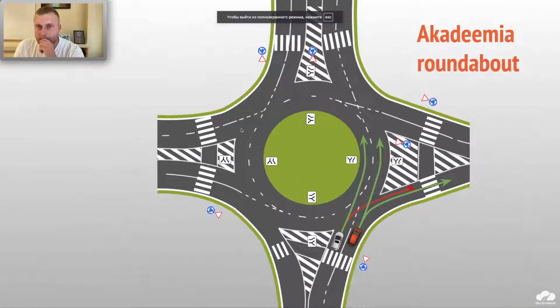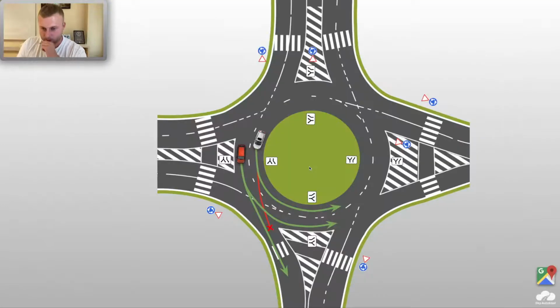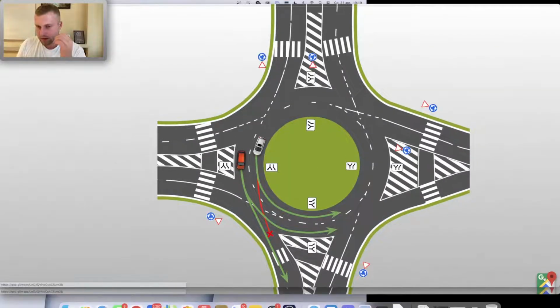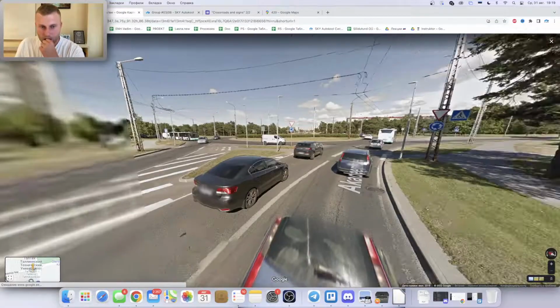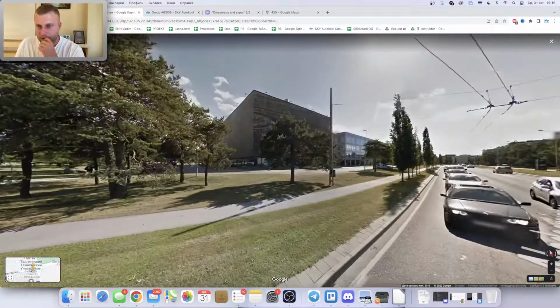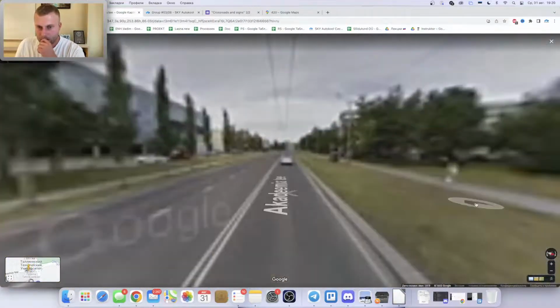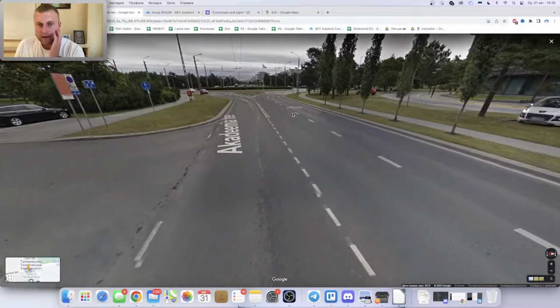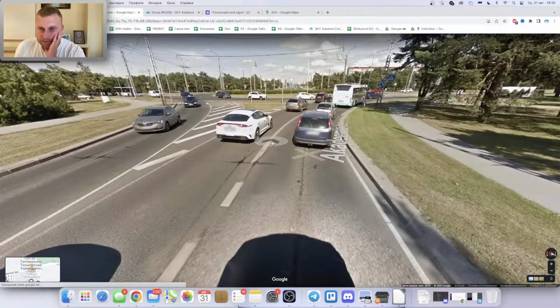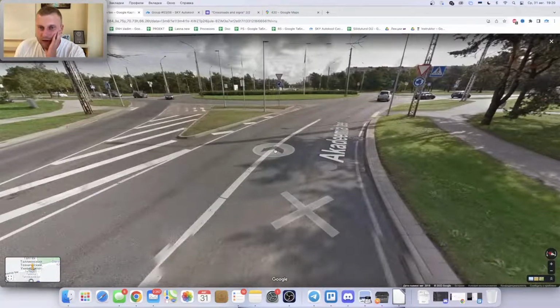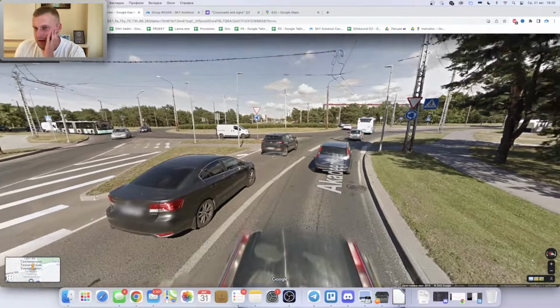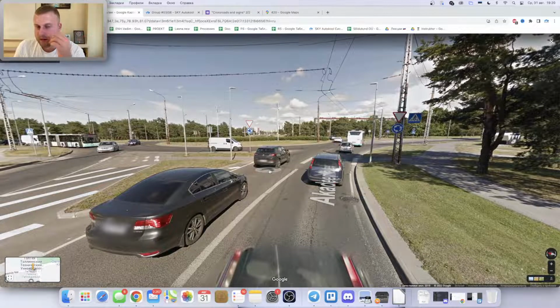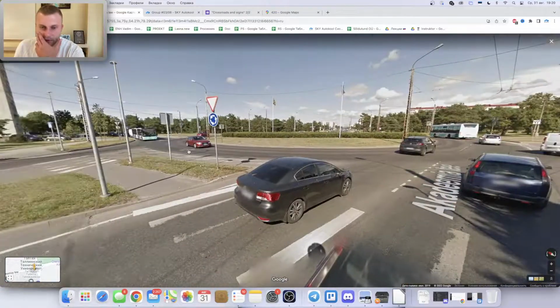And the final one, the most popular one, the Mustamäe one, next to the Taltech. So we enter here. The same logic as on the first roundabout we checked. Actually, they are very similar. So giveaway sign, roundabout sign. I just stop if I need to give way.